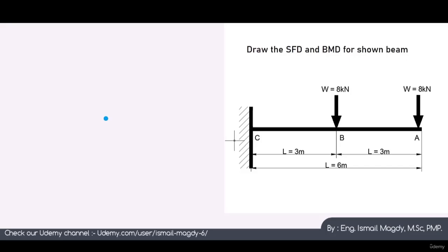We will start, as always, by drawing the free body diagram for the beam. So we have this beam, and we have these 3 points where we are going to calculate. We have one vertical force here of 8 kN, another force here of 8 kN, and here this is a fixed support, so we have a vertical reaction, we'll call it YC, and a horizontal reaction, let's call it XC, and a moment reaction, let's call it MC.